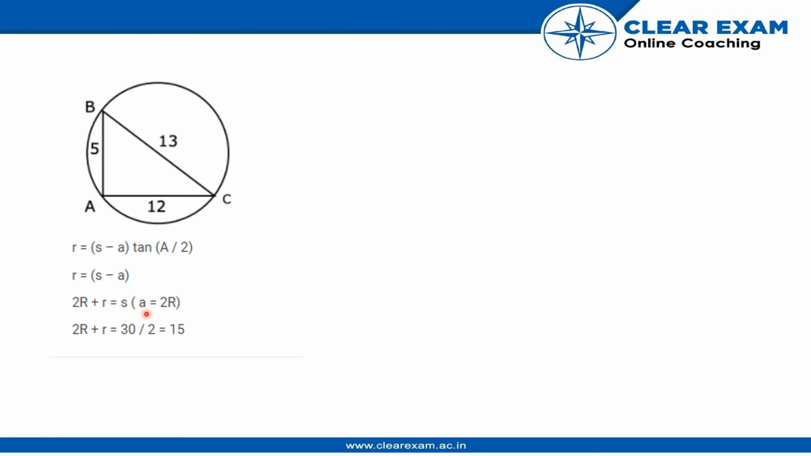So therefore we have 2 capital R plus small r equal to s. Now since a is equal to 2R, we have 2 capital R plus small r equal to s, that is 30 by 2, which is equal to 15.